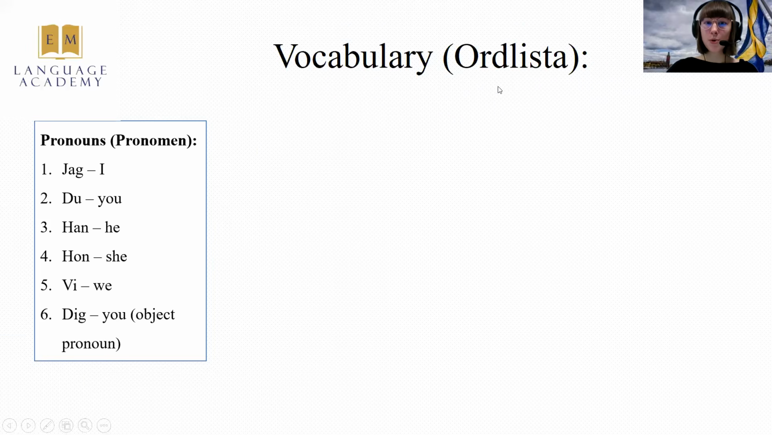Vocabulary or ordlista. First of all, let's revise pronouns or pronomen. Jag, I. Du, you. Han, he. Hon, she. The spelling is with letter O, but we pronounce it as O. Hon, she. De, we, long and open E. De, they.